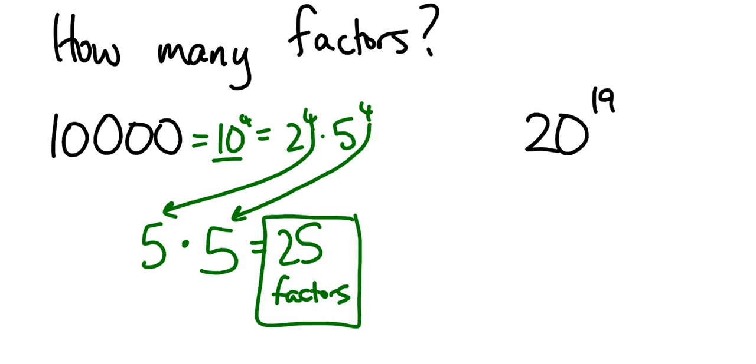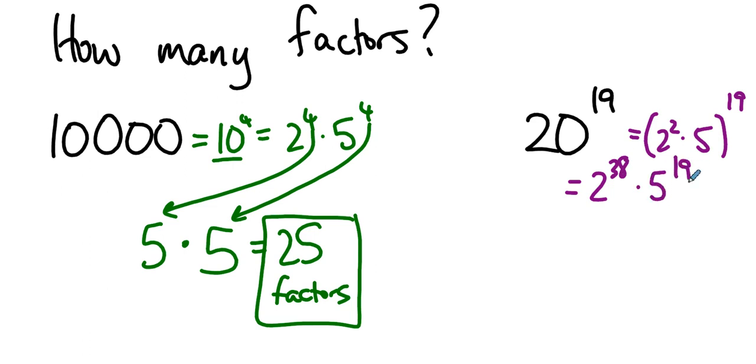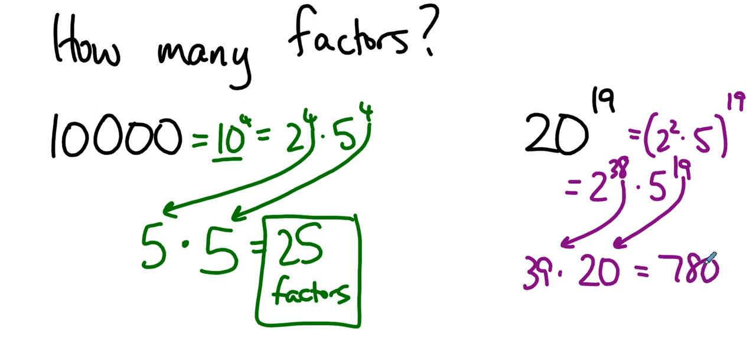Take a look at 20 to the 19 power. Well, what's 20 as primes? That's 2 to the power of 2 times 5, all of that to the 19 power. And you were pretty good in algebra when you were in school. This is 2 to the 38th power times 5 to the 19th power. So how many factors does this number have? Well, 2 to the 38 has 39 divisors, and 5 to the 19 has 19 plus 1 divisors, and that's 780 divisors.